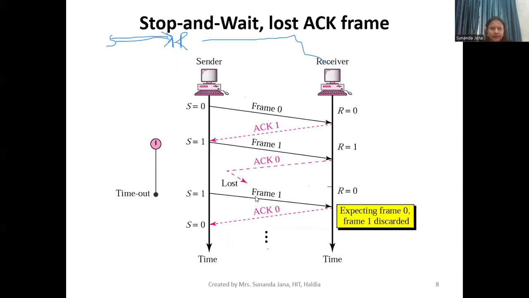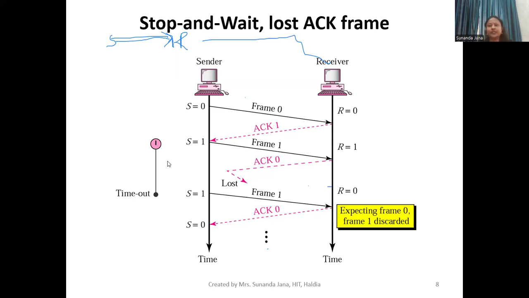Now, the next problem that may arise in the case of stop and wait ARQ is a lost acknowledgement frame. During transmission of data from sender to receiver, you can find in this figure that frame 0 is received by the receiver and acknowledgement 1 is also sent, and it is received by the sender. Now frame 1 has been sent and received by the receiver, but when it sent acknowledgement 0, it was lost on the way. Then what will the sender consider?